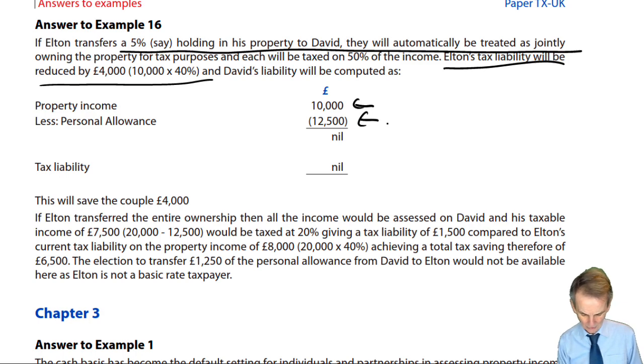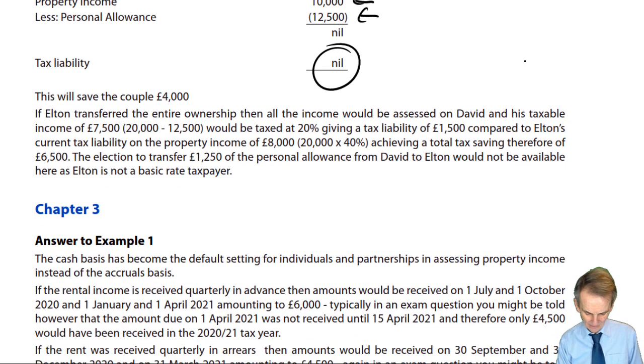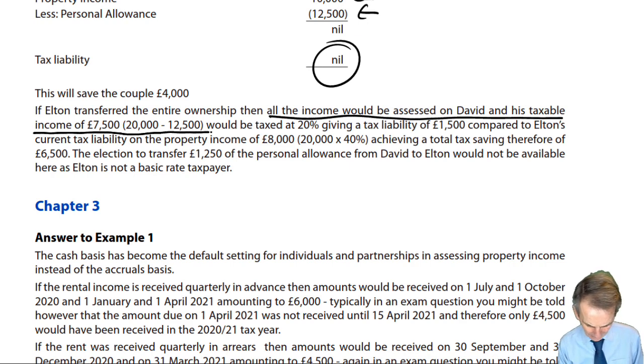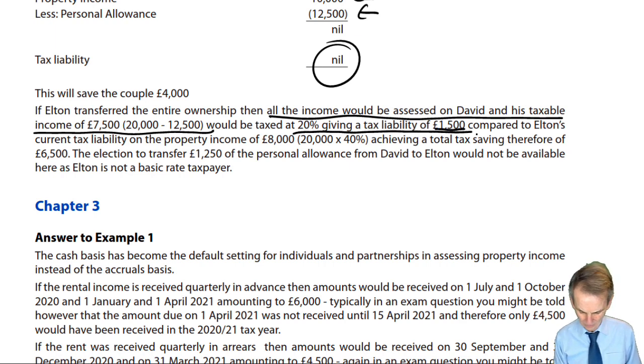More than covered by the personal allowance, no tax liability, therefore the couple will save, what we're talking about there, £4,000. If Elton transfers the entire ownership, then all the income would be assessed on David, and he would now have £20,000 worth of property income. There would be a personal allowance of £12,500 and therefore taxable income of £7,500. All of that, of course, at basic rate, so a 20% tax liability, and that would amount to £1,500.